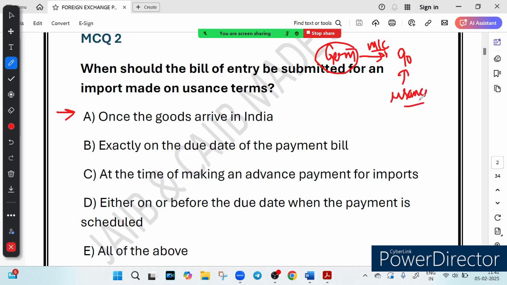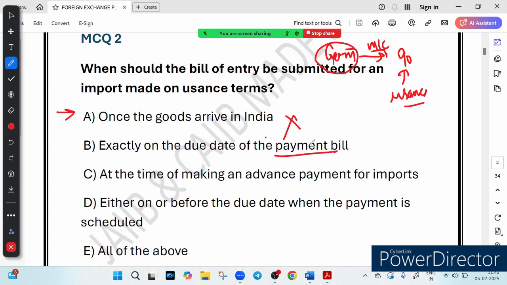So again I am repeating that a company is importing machinery from Germany, the shipment arrives in India, and payment is due after 90 days, which is the usance term. So the bill of entry is usually required when making the payment, not just when the goods land, right? So when the goods arrive in India, this is incorrect, because submission is linked to payment due date, not just arrival.